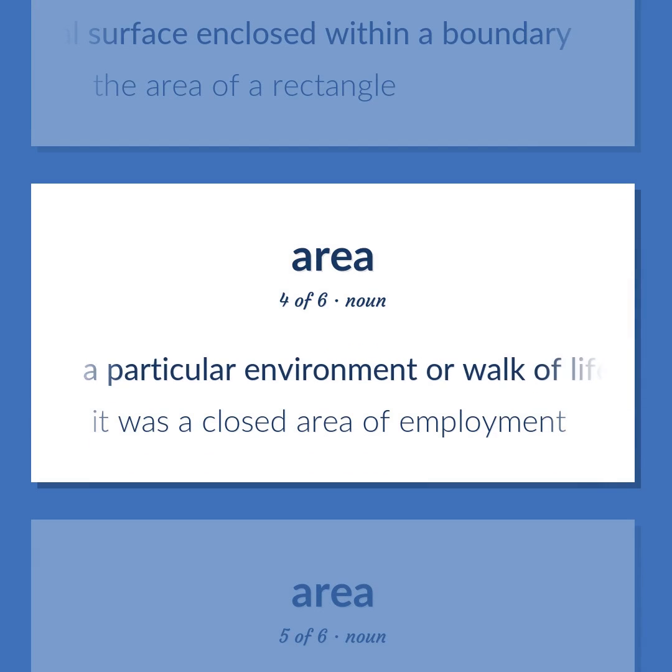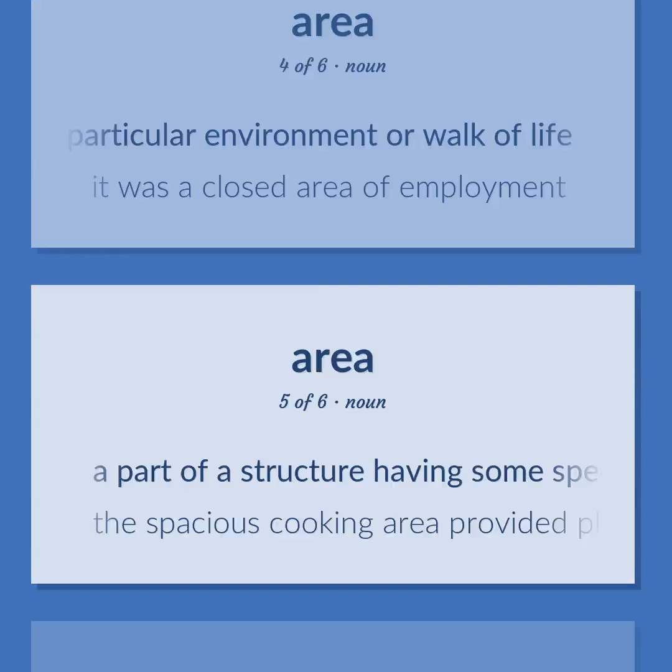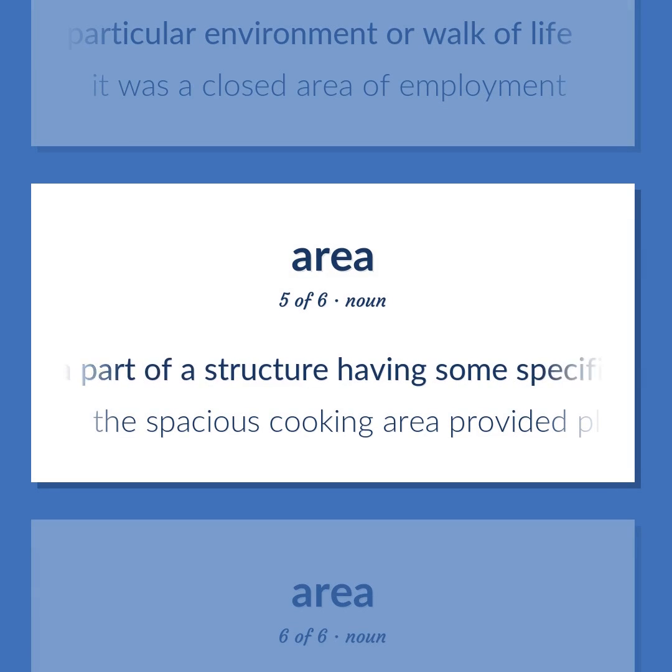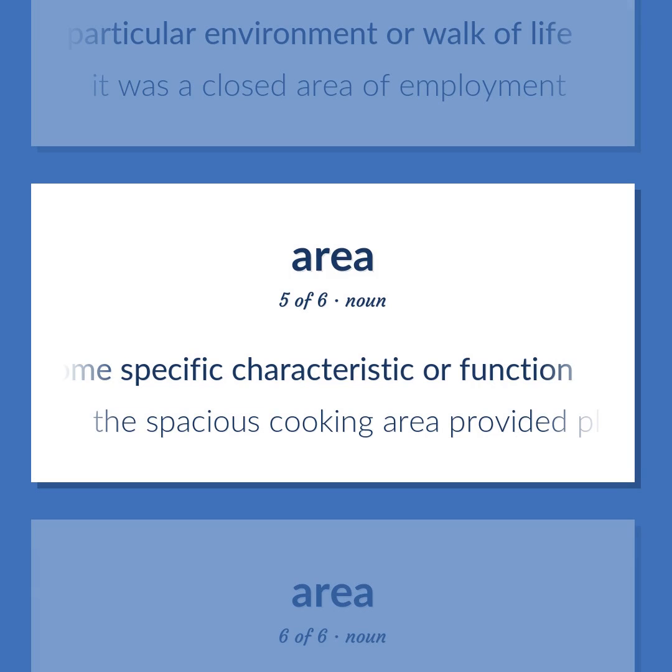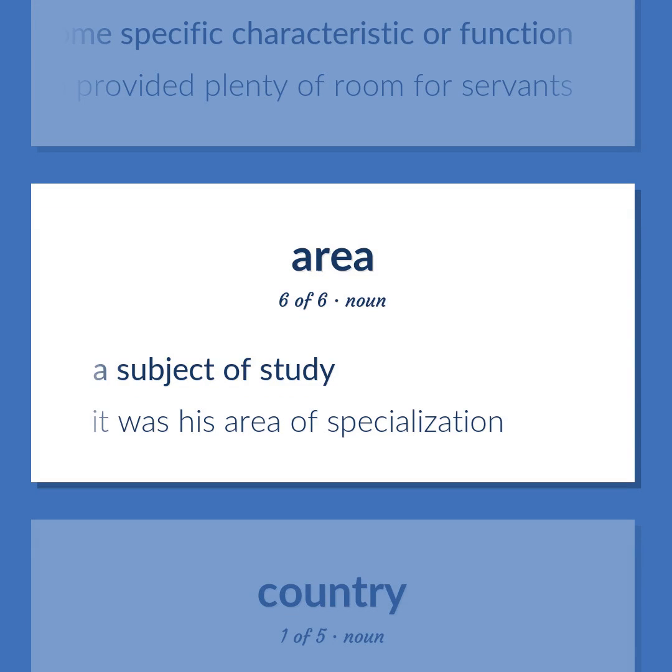A particular environment or walk of life. It was a closed area of employment. A part of a structure having some specific characteristic or function. The spacious cooking area provided plenty of room for servants. A subject of study. It was his area of specialization.